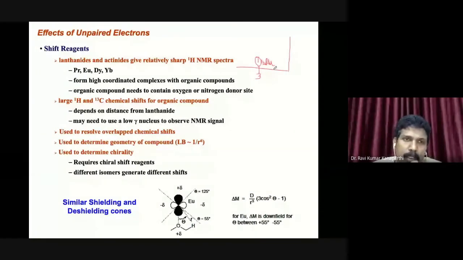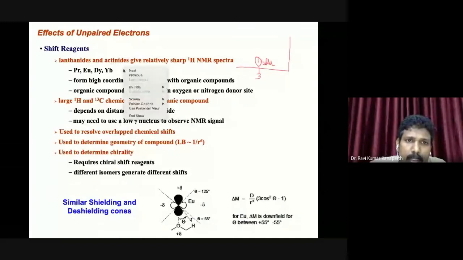Shift reagents are certain compounds like lanthanides and actinides. They coordinate and form nice complexes with organic compounds which have either an oxygen atom or a nitrogen atom as a donor site. So the only criterion is that our organic compound should have either oxygen or nitrogen. For example, promethium, europium, some rare earth lanthanide complexes.